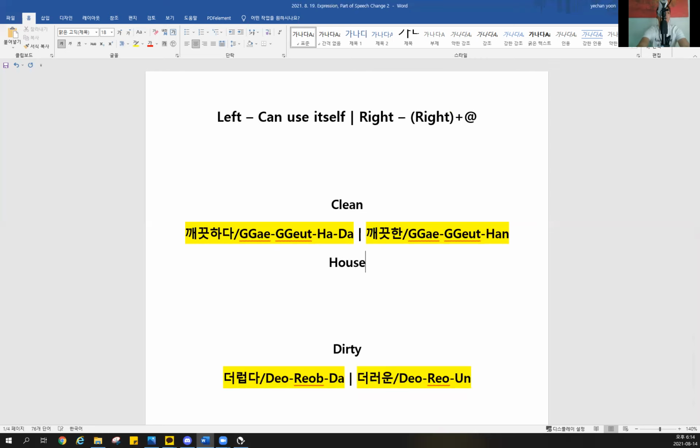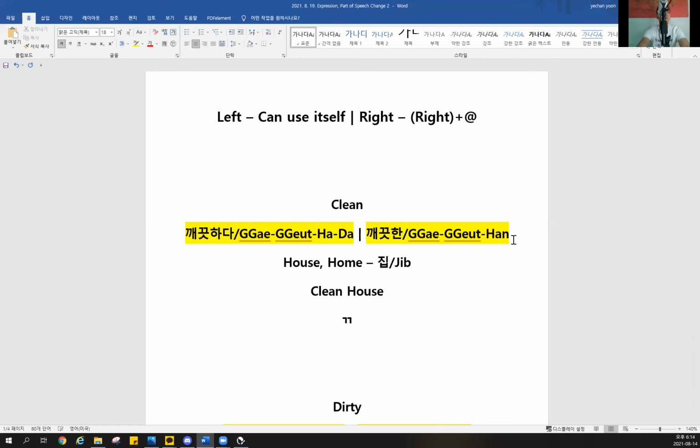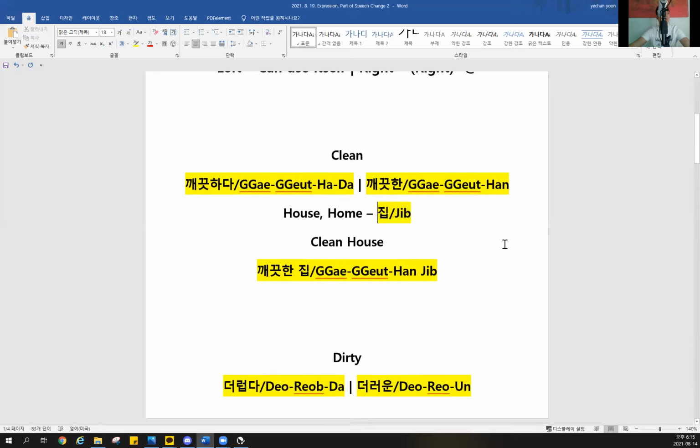Okay. So let's use house. You can say 집. The house or home. Then how you can say clean house? You can say 깨끗한 집. 깨끗한 집. This is the clean house. Please remember it. Okay.